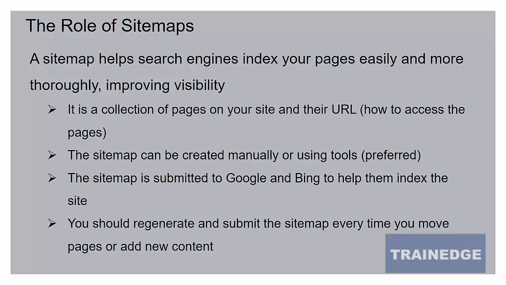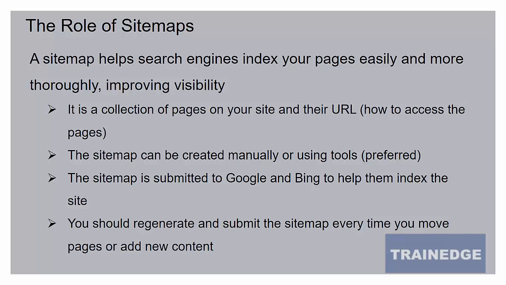Sitemap is basically a collection of pages on your site and their URL. So it's a catalog of pages which are there on your site and their URL. So the URL tells search bots how to access the pages you include in your sitemap. You can create a sitemap manually. You can manually code it. It's an XML file, so you can use any text editor to create the sitemap.